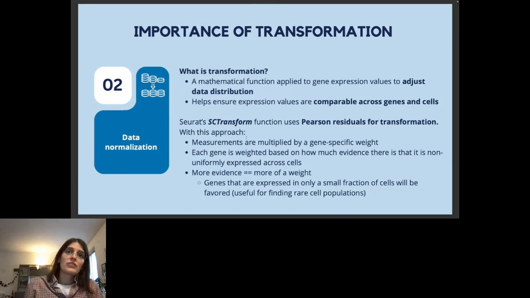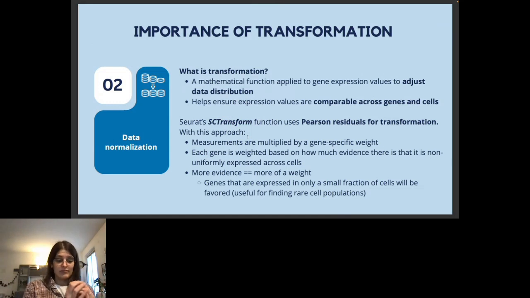So each measurement is multiplied by a gene-specific weight, and the weight of each gene is estimated based on how much evidence we have that it is not uniformly expressed across cells. What does it mean? It means that if I have the information that that gene is expressed only in some cells and not in others, it means that it is important for distinguishing the cell type. Because we have a subpopulation that expresses it and a subpopulation that does not. So if we have more evidence that these genes are differentially expressed across cells, they get more weight.